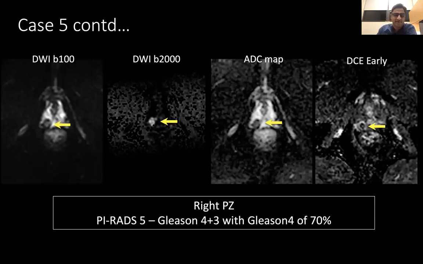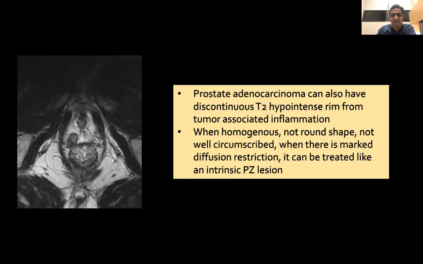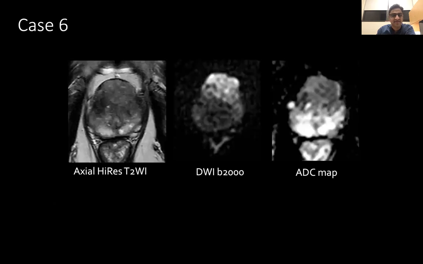So this is a right peripheral zone lesion with a PI-RADS 5 category, based on the bulge appearance. And it turned out to be Gleason 4+3 with Gleason 4 pattern of 70%. So it's important that we recognize that sometimes you can have a T2 hypointense rim around tumors from tumor-associated inflammation. So when it is not typical, it's okay to call it at least a PI-RADS 3 lesion so that you can get a biopsy done in those patients.